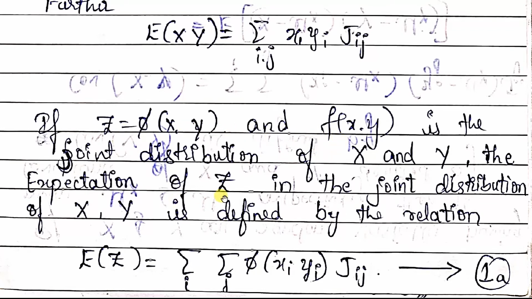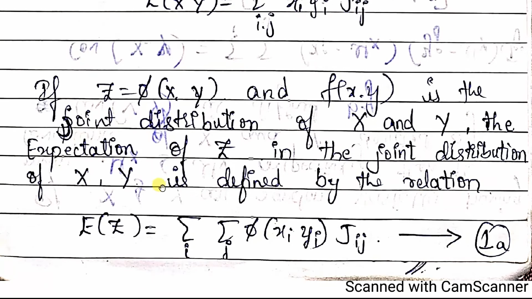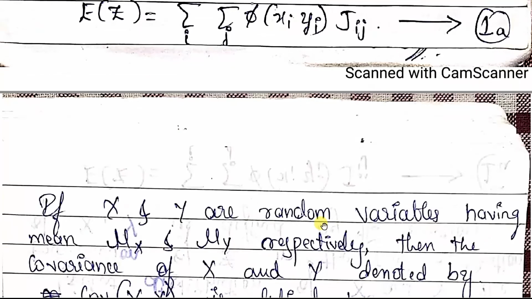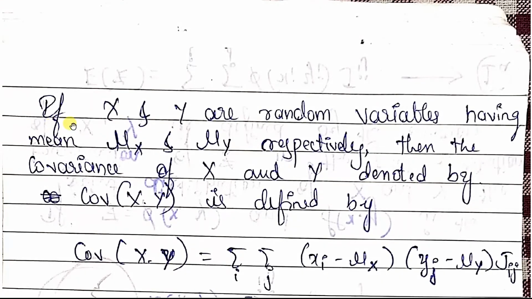Now, if z is equal to phi of x comma y and f of x comma y is the joint distribution of x and y, then the expectation of z in the joint distribution of x and y is defined by the relation E of z is equal to, in the similar way they have written, that you can understand.